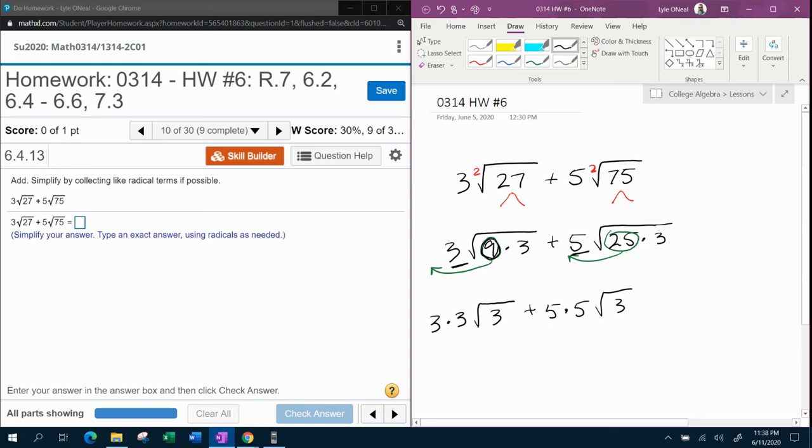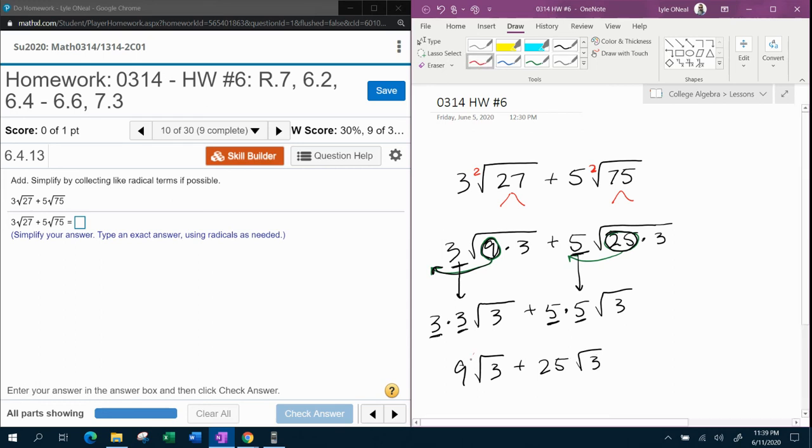One more time. The square root of 9 is 3. That's where this 3 comes from. And then this 3 was already there. That's where that 3 comes from. The square root of 25 is 5 here. This 5 was already out there. That's where that 5 comes from. Okay, so now I need to multiply. 3 times 3 is 9, square root of 3. 5 times 5, we have 25, square root of 3.